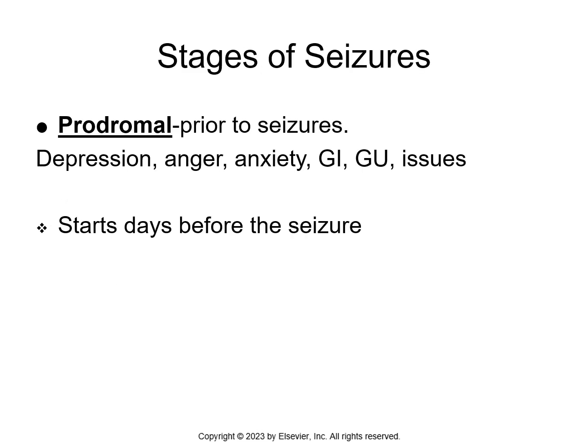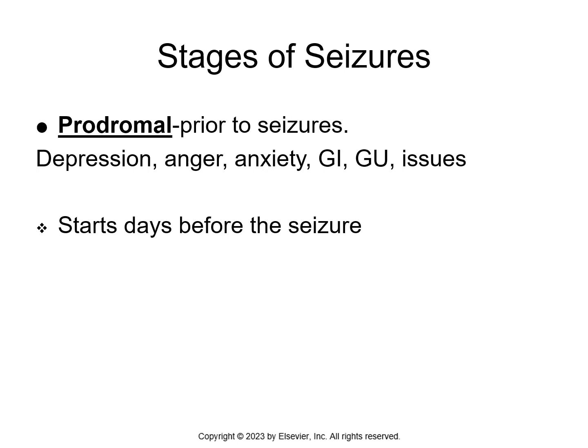So there's stages of seizures, and you need to know these. Prodromal is prior to seizures. It usually starts a day before the seizures, days. It could be a week before a seizure. They'll have depression. They're going to have a change in mood, anger, anxiety.